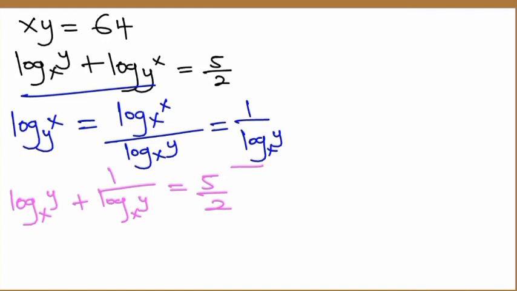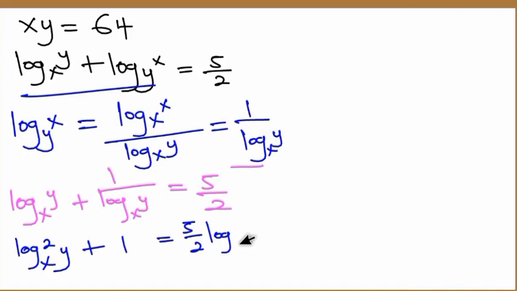So from here, what you have to do is to multiply through by this log base x y. So multiplying, I'll have my log base x squared y plus 1 equals my 5 divided by 2 log base x y.